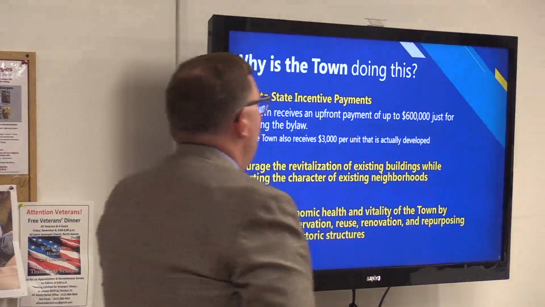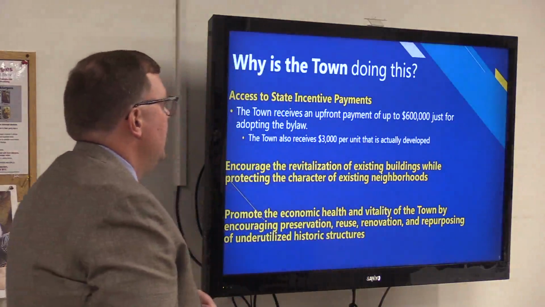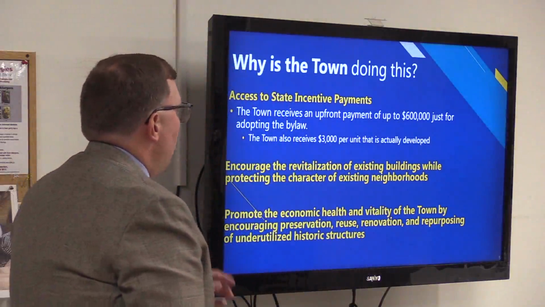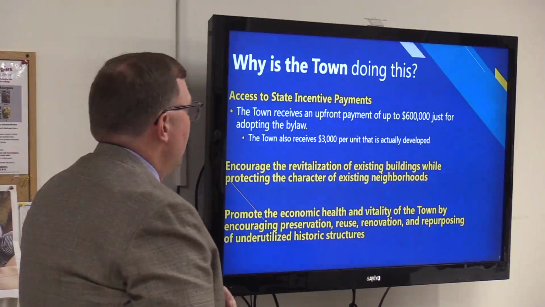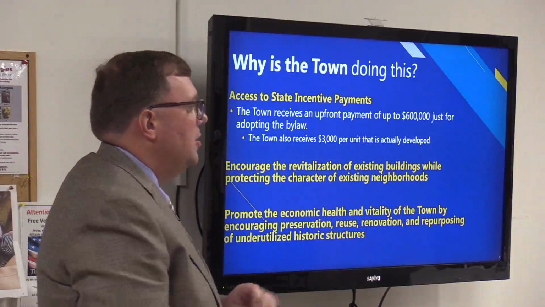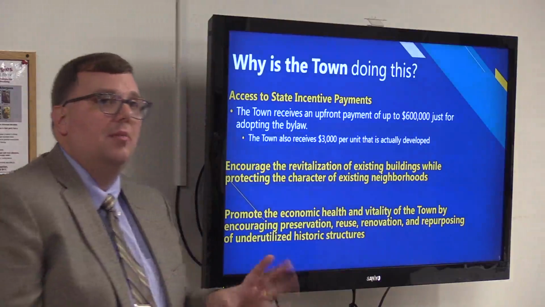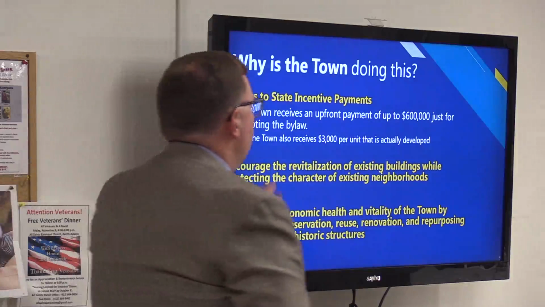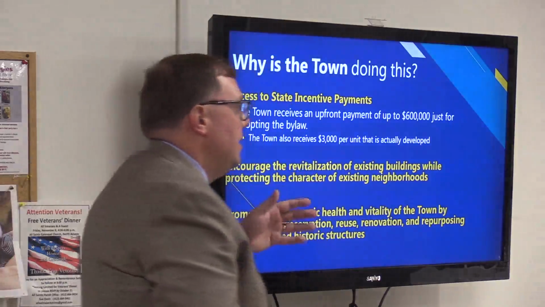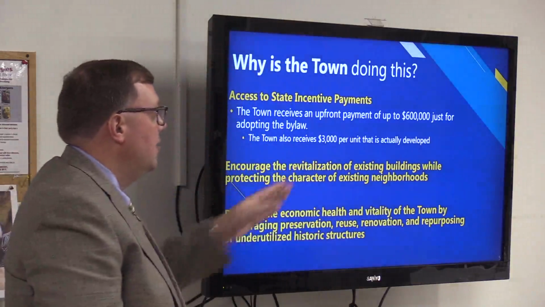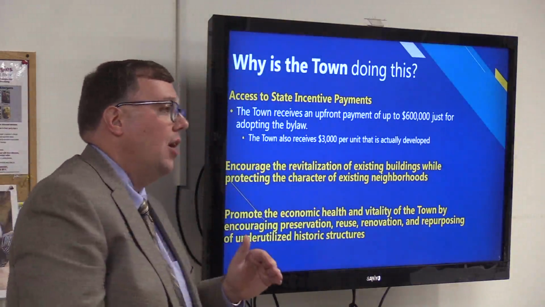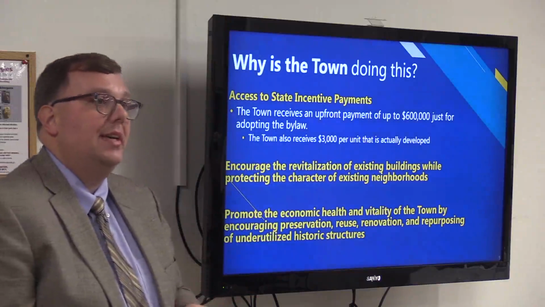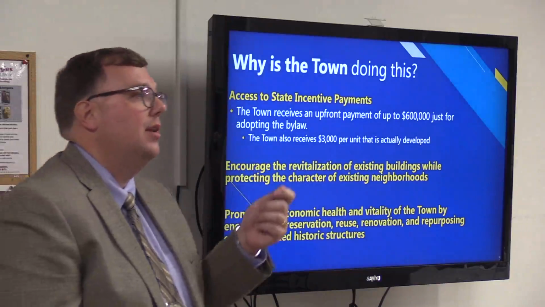The town receives an upfront payment of up to $600,000 just for adopting the bylaw. The town also receives $3,000 per unit that is actually developed. So there was some conversation back in August as to what these numbers actually mean, and we're going to explain them to you tonight. The state law says a town can get up to $600,000 just for adopting the bylaw. And Donna can explain it in greater detail, but essentially it's an aspirational unit number.